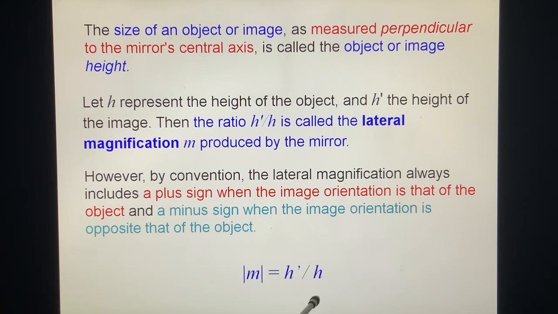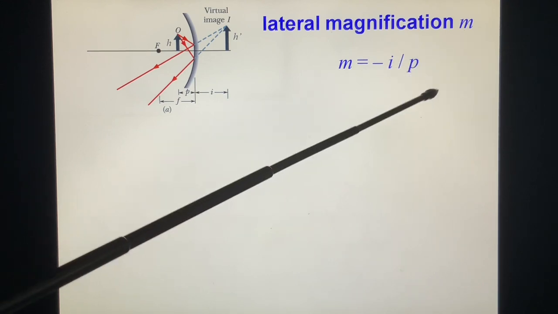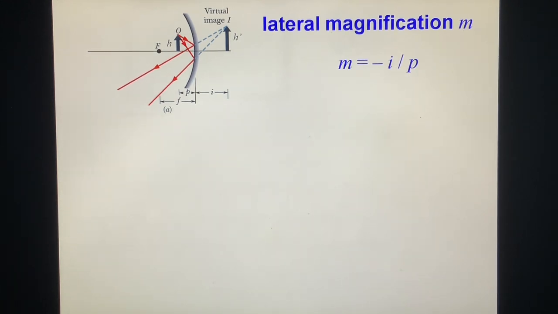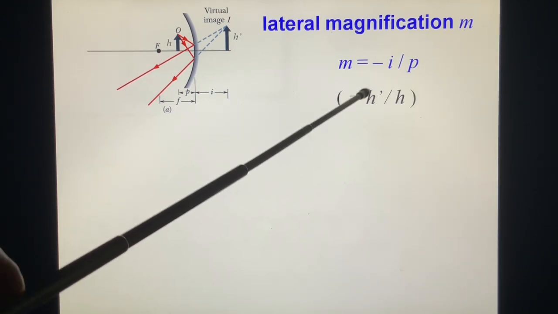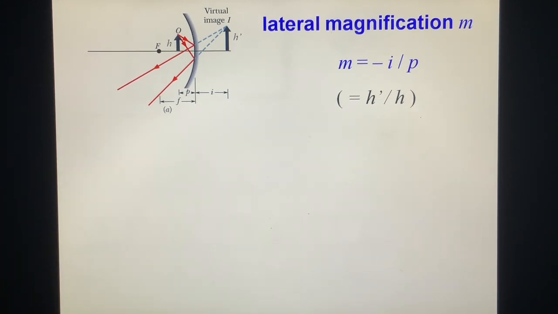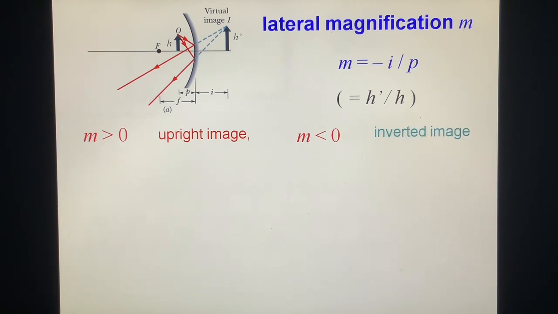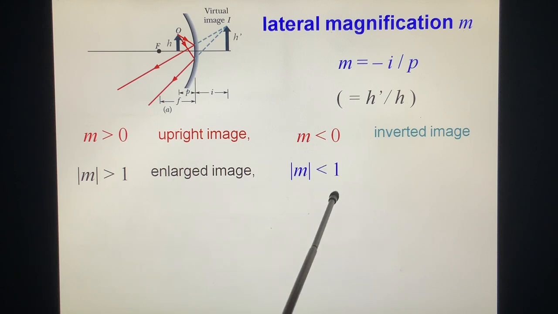So this one we have studied. M is defined as minus I over P. Okay, this is the lateral magnification, and it equals H prime over H. This is the image height, this is the object height. If M is larger than zero, that means it's an upright image. If M is smaller than zero, this is called an inverted image. If the magnitude of M is larger than one, this is an enlarged image. And if the absolute value of M is smaller than one, this is a reduced image.